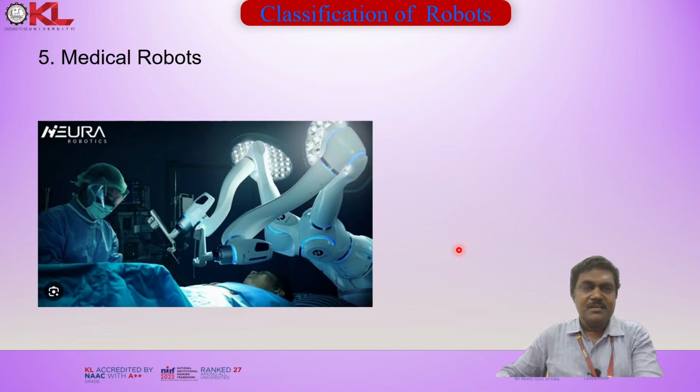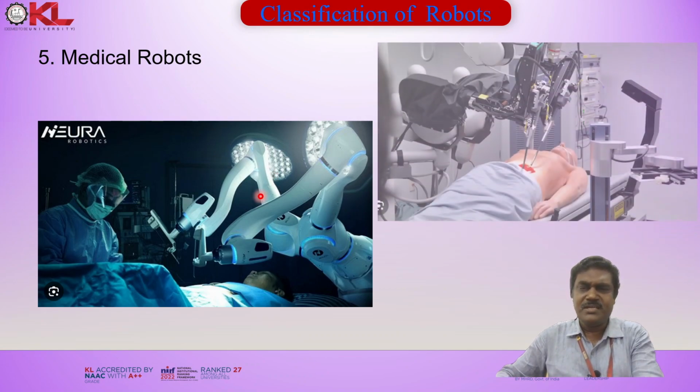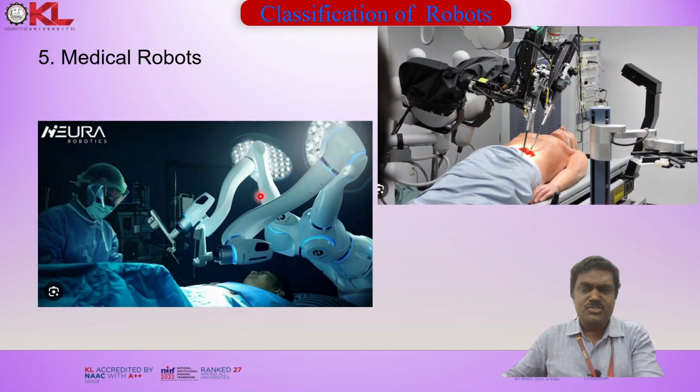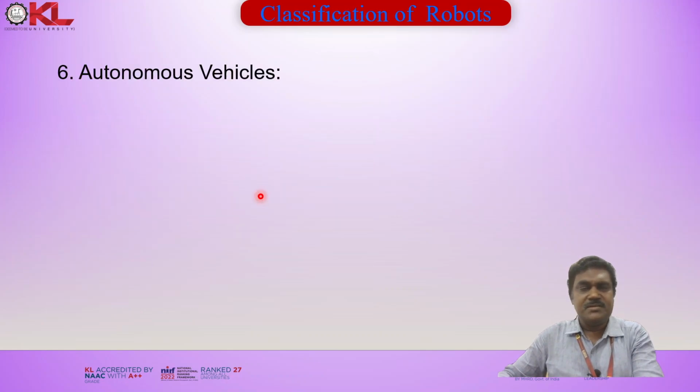Another is medical robots, which you have already seen. These robots are used particularly for different medical operations. Nowadays, most hospitals use robots. With the help of the robot, they can perform operations easily and effectively, without any damage to the patient.